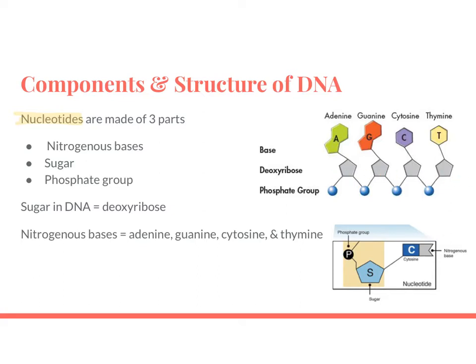The other thing that we're going to see here is a base, and we have a few different bases: adenine, guanine, cytosine, and thymine. We just abbreviate those as A, G, C, and T. The other thing that's important to note is that this 5-carbon sugar in DNA is deoxyribose. Here's a nice little diagram of it. We have our bases, our sugars, and our phosphates, and that's exactly how they line up.